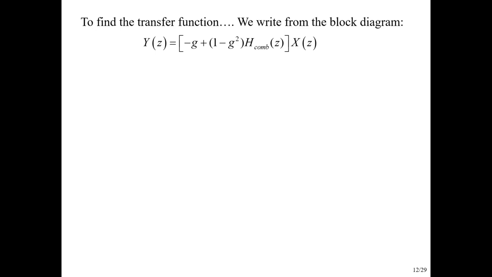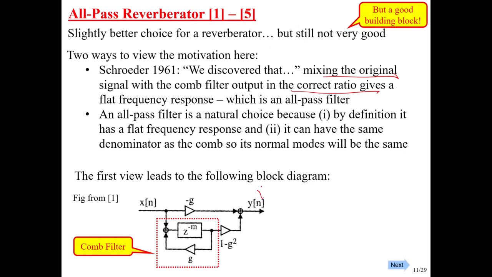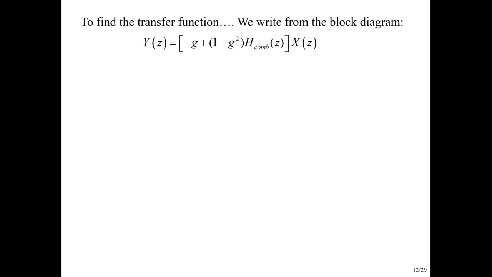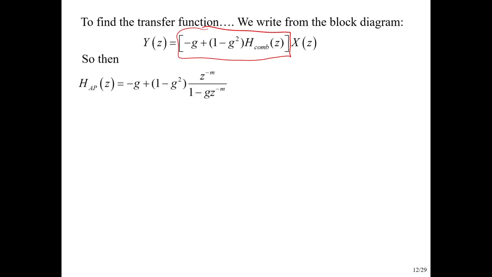So we just write out from the block diagram. If we go back here and we say, Y(z) is going to be X(z) times H_comb(z), we can see that we get something that looks like this. There's the 1 minus g squared that's weighting the output of the comb filter. I had H_comb here, and on the previous slide I just wrote H_c, but you get the idea. So that's writing that out, and so this is the new full transfer function of this new envisioned filter. So now we're just going to manipulate that.